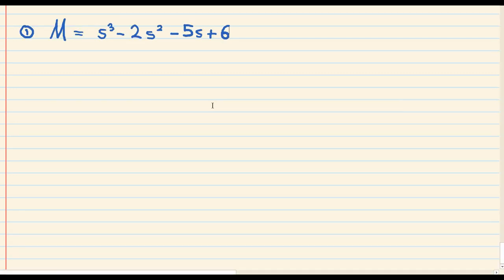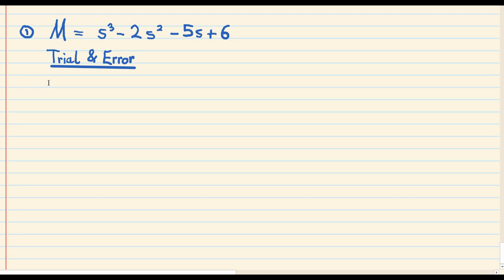For the first example, we need to factorize the polynomial m. So the first thing that you do to factorize the equation is you use the factor theorem to determine one factor through trial and error. What this means is that you basically choose random values of s, substitute them into this polynomial m, and you keep doing this till you get a result of 0. That's the same as getting a remainder of 0, and that implies that you've now found a factor. And this can be the first factor of the equation.